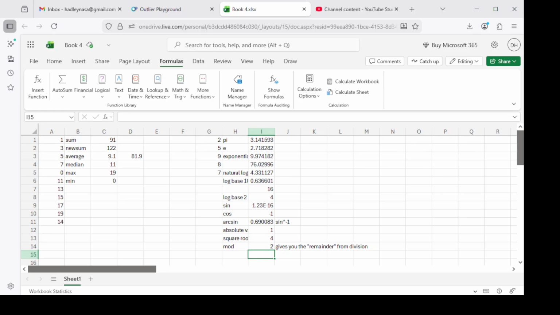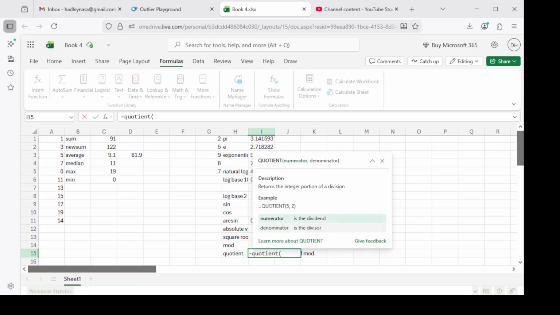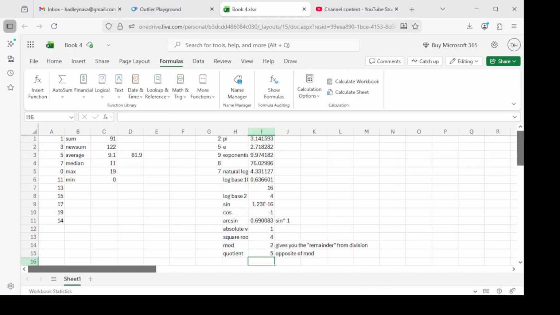And if I want to know what would be on top of the division symbol, like, okay, with a remainder of 2, but how many times does 3 go into 5? That's something called quotient. So it's kind of the opposite of mod. So if I have equals quotient 16 comma 3, I should get an answer of 5. And those are the main common math functions that you would see in probably 90% of Excel worksheets.